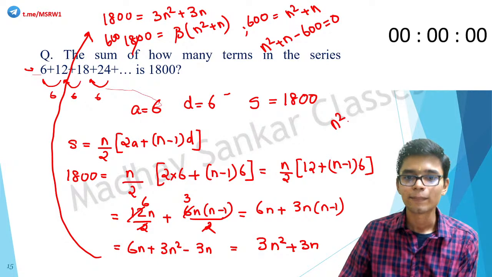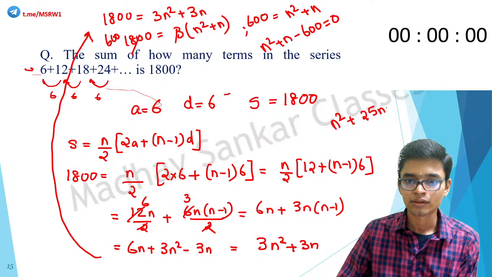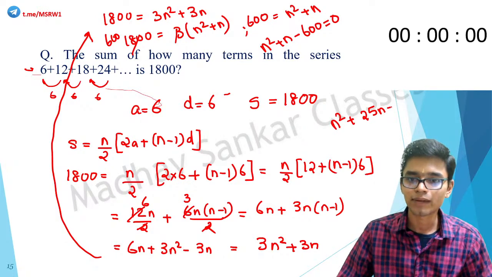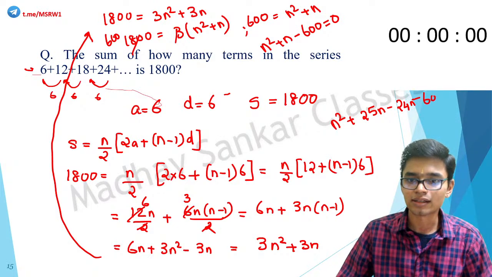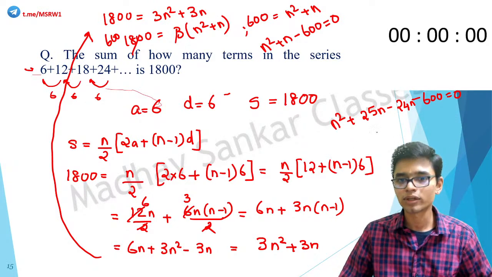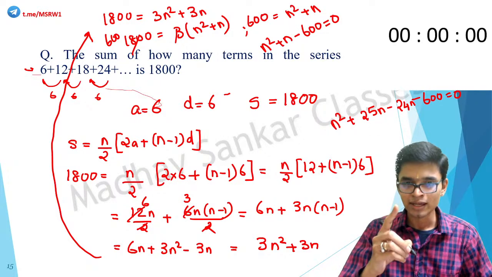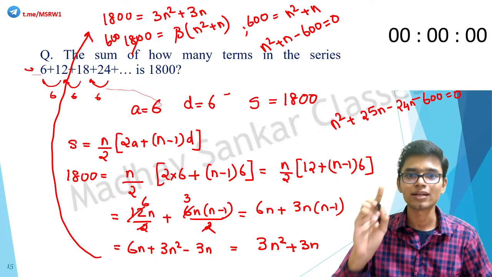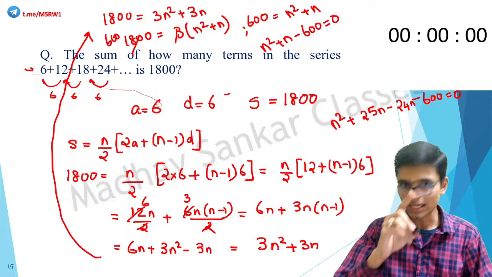So n squared plus 25n, 25 into 24 is 600, right? So 25n minus 24n minus 600 is equal to 0. Why did I put it as 25 and 24? Because the sum of 25 and minus 24 is 1, and the product of 25 into minus 24 is minus 600. So the product is minus 600 and the sum is plus 1. That is how you factorize.